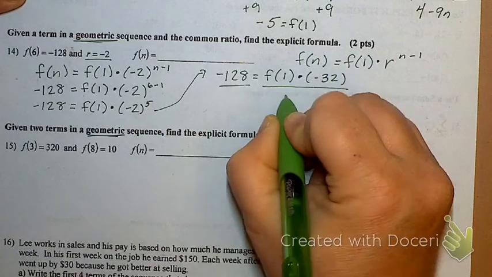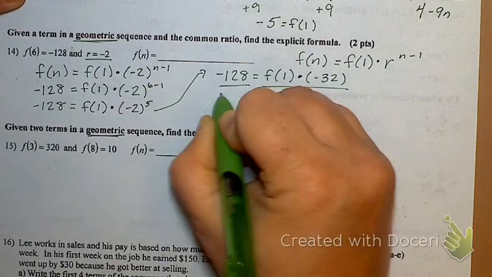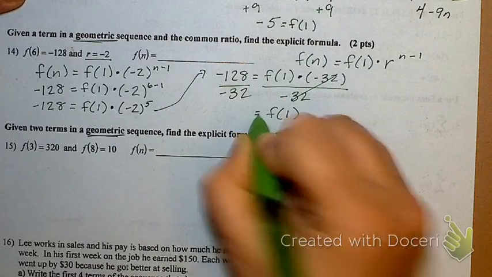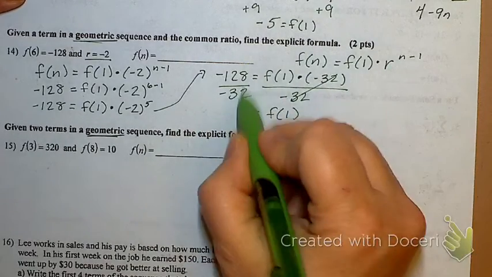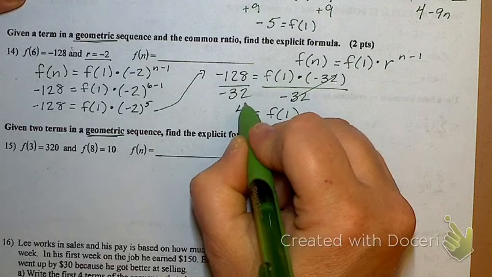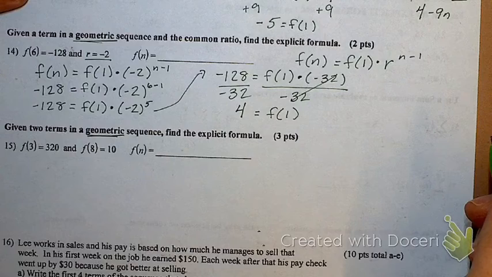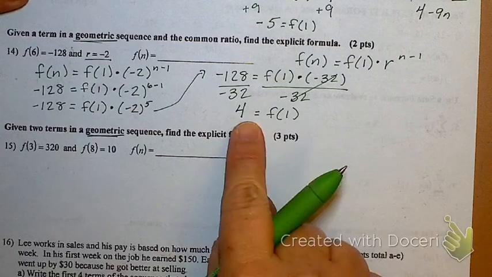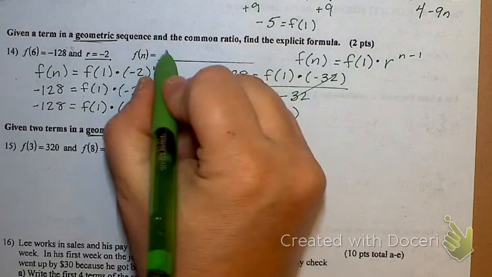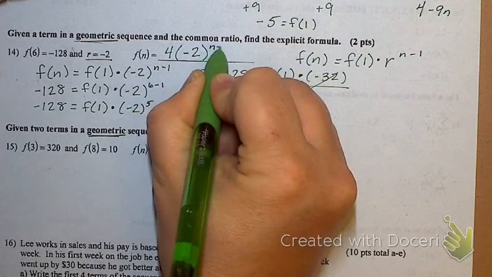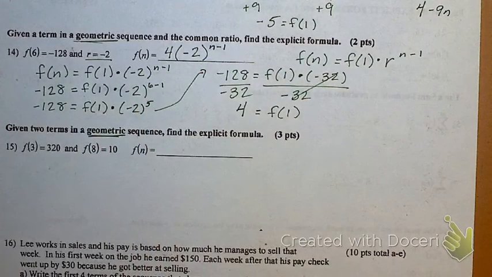If I divide both sides by negative 32, I get f of 1 is equal to what? Negative 128 divided by negative 32 is positive 4. I have f of 1. I have r. So my equation is 4 times parentheses negative 2 to the n minus 1. That's it? Yep.